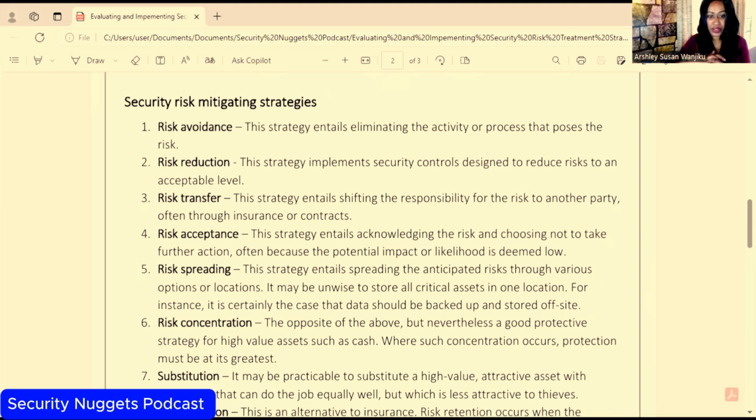Again, we have the risk mitigation strategy of risk acceptance, okay? This strategy automatically falls under the risk acceptance approach we initially covered, okay? And it basically entails acknowledging the risk and choosing not to take further action, often because the potential impact or likelihood is deemed low, all right? Now, we see a lot of risk residue being accepted, or risks that have very low or negligible impact to us as an organization. We accept those risks as an organization, okay?